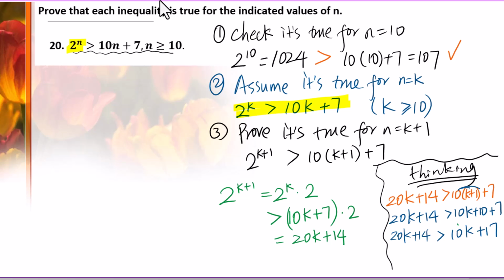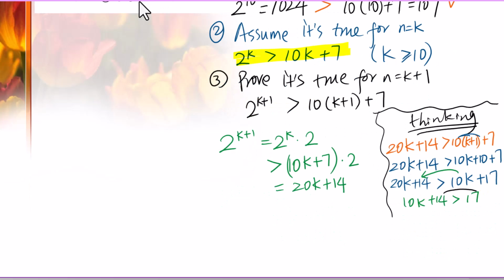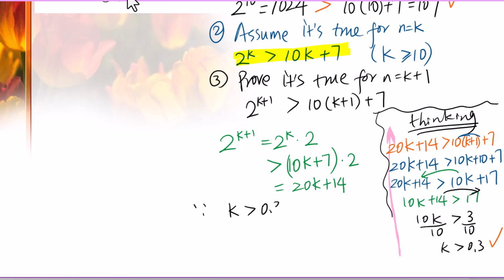Then we minus 10k both sides. 10k plus 14 greater than 17. Minus 14 both sides. 10k greater than 3. Then divide by 10 both sides. K greater than 0.3. This is true because k greater than or equal to 10. Then we will write down our proof from bottom to the top. Because k greater than 0.3 given k greater than or equal to 10.